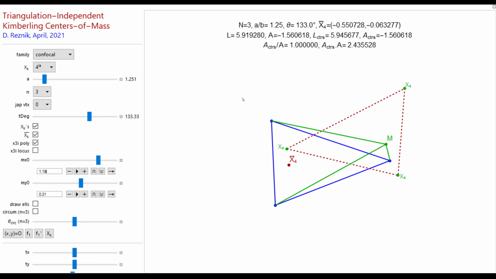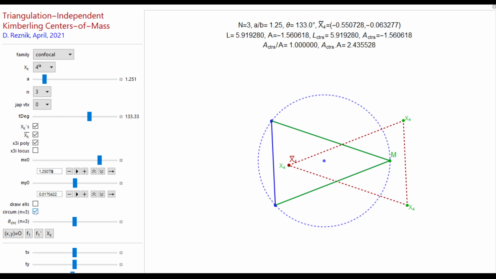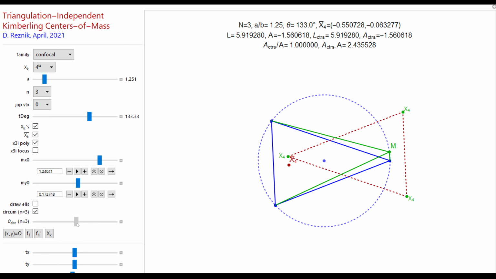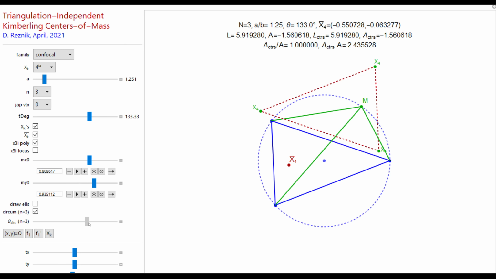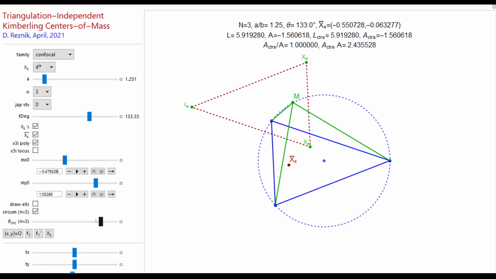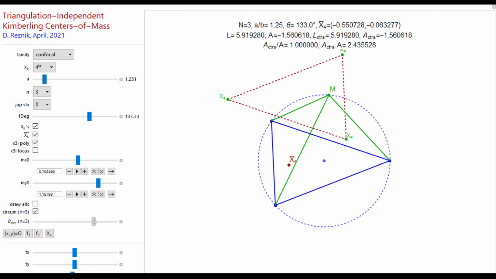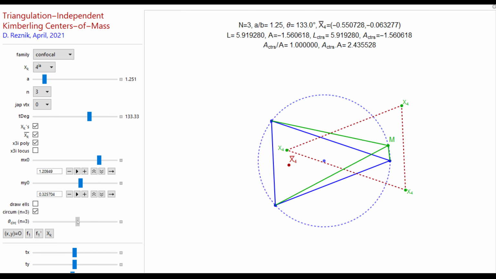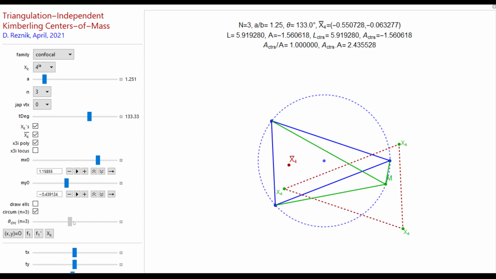Now, what's going on here? Let's draw the circumcircle of the blue triangle. Here's the circumcircle of the blue triangle. It turns out that if M lies on the circumcircle anywhere, if M lies on the circumcircle, the sub-orthocenter triangle, that is to say the triangle formed by the orthocenters of the three individual triangulation triangles.